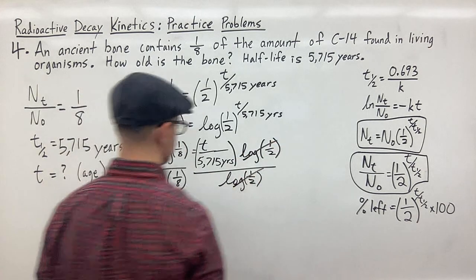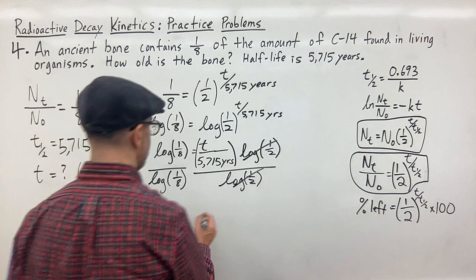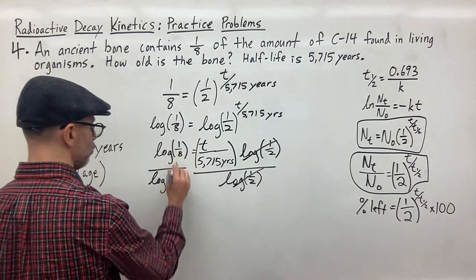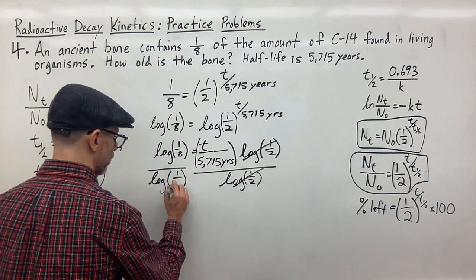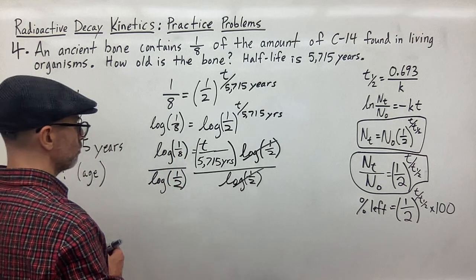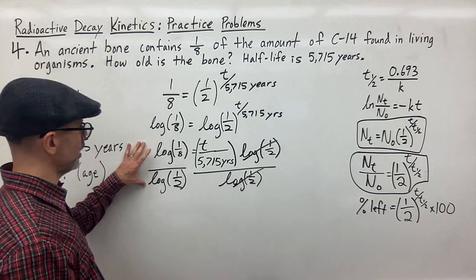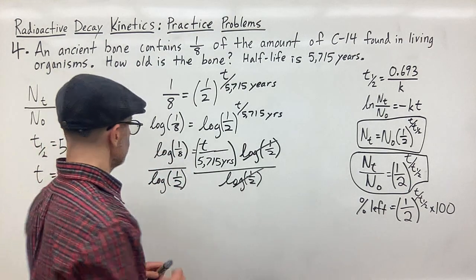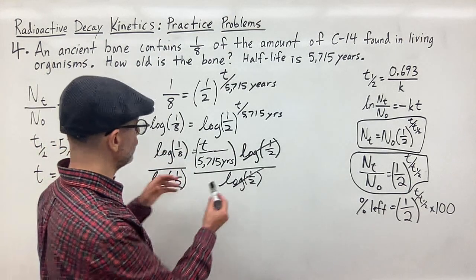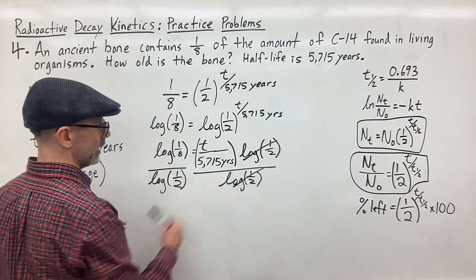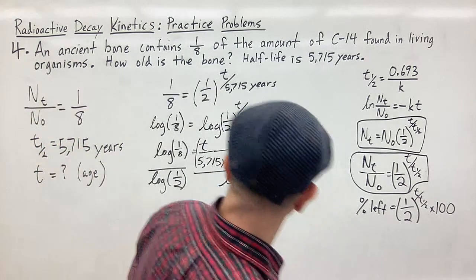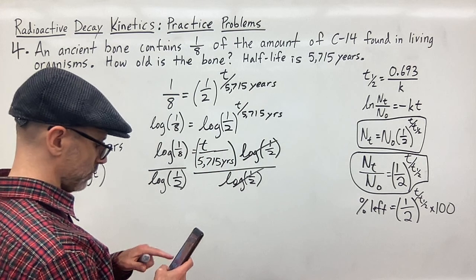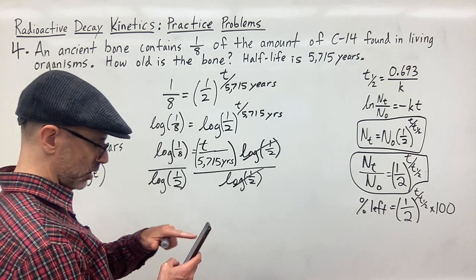So this cancels out. And so now I have the log of 1, oops, that should be 1/2, not 1/8. So now I can use my calculator here to figure out what this is. So let's do that. Or I could just keep going with the calculation, but let's do the calculation and clean this up a little bit.